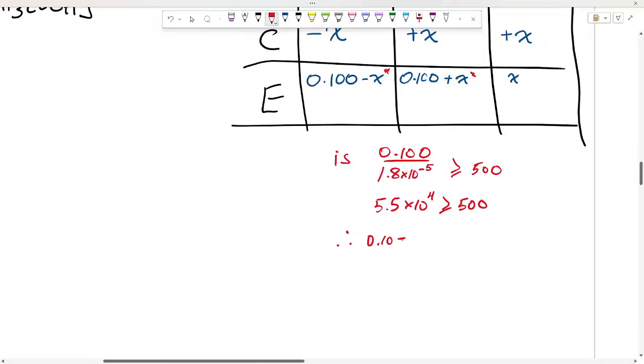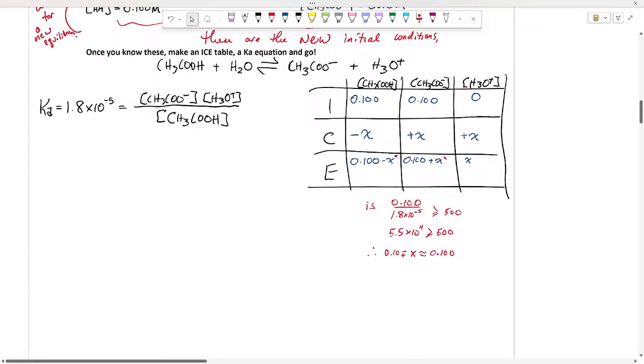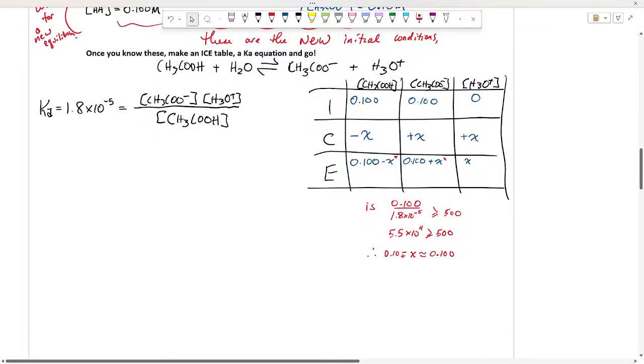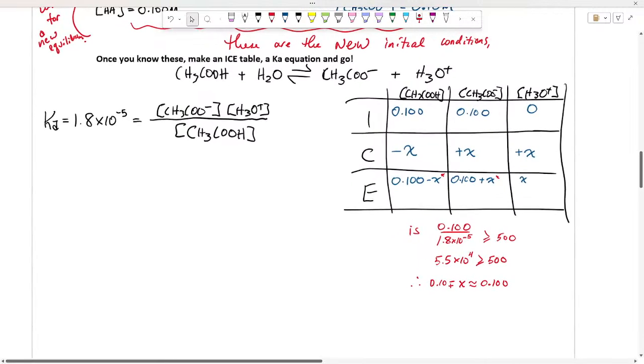0.100 minus x or plus x, doesn't matter. We can just treat it as 0.100. And if I'm being mathematical here, I should really do that, right? Because we're not saying it's not x. Does that make sense? Now, if you didn't do that, you could still do all the math. You're just going to get an ugly quadratic, right? This is going to make our life relatively easy because this one's actually easier than the previous one.